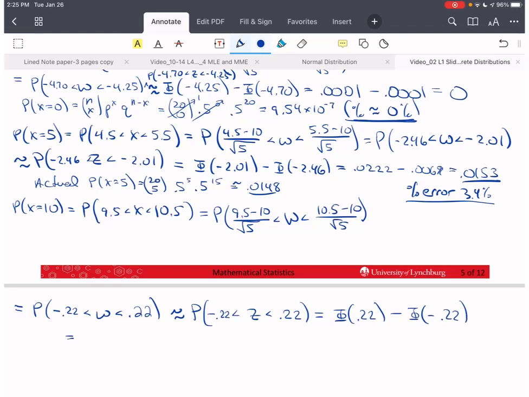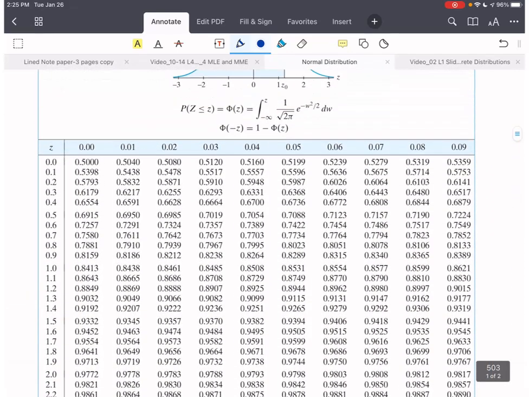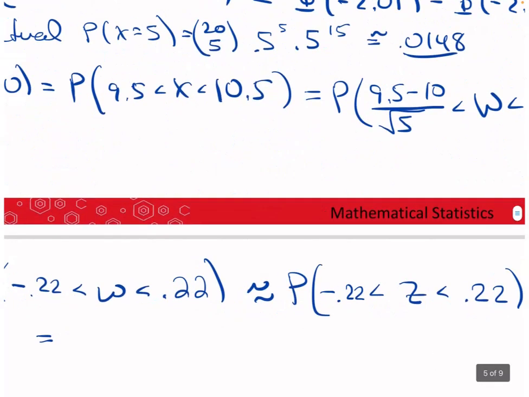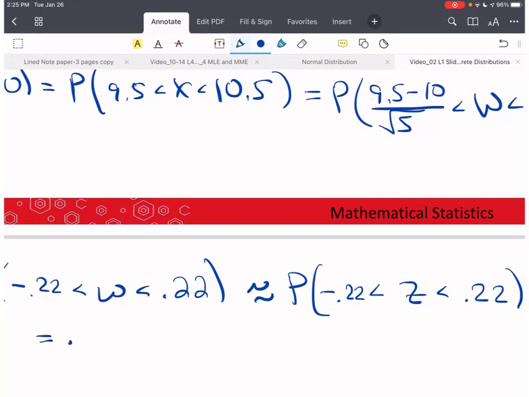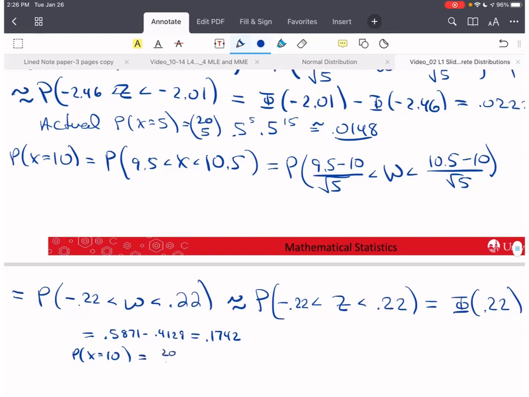So we go over to our normal distribution table. We're in the negatives, so we look at negative 0.22, it's going to be here, 0.4129. Positive 0.22 will be up here, 0.5871. So 0.5, oops, I always forget to get my pen. 0.5871 minus 0.4129 equals 0.1742.